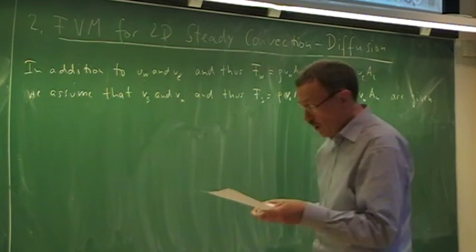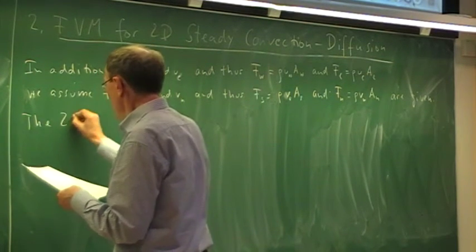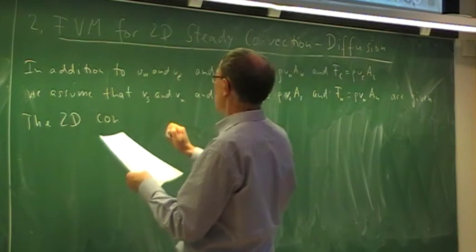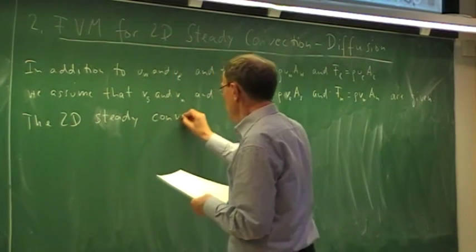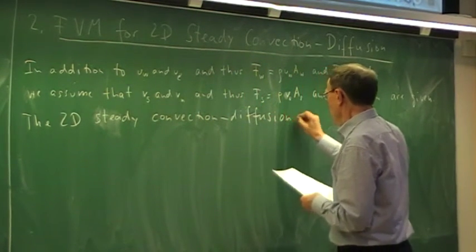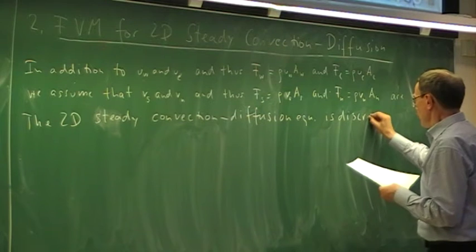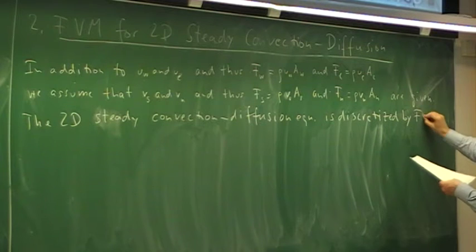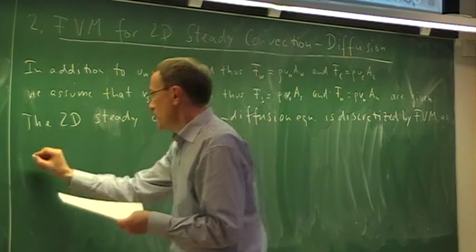So then the 2D steady convection diffusion equation is discretized by the finite volume method as follows. That is equation 27.